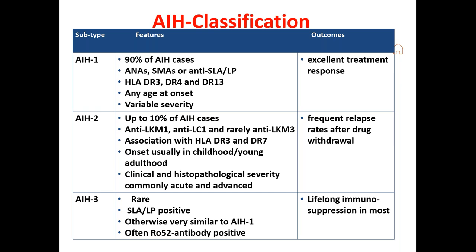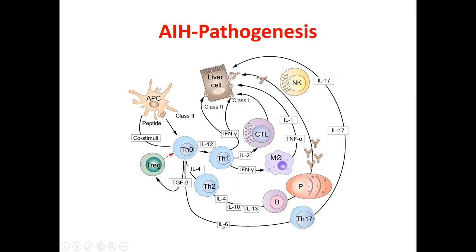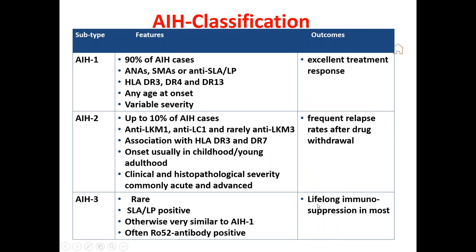Type 3 is very rare, and the majority of these patients will be negative for conventional antibodies. To diagnose type 3, we need to look for anti-soluble liver antigen or liver pancreas antibody. Sometimes they may have anti-Ro52 antibody also. Again, they need lifelong treatment with immunosuppressive agents.